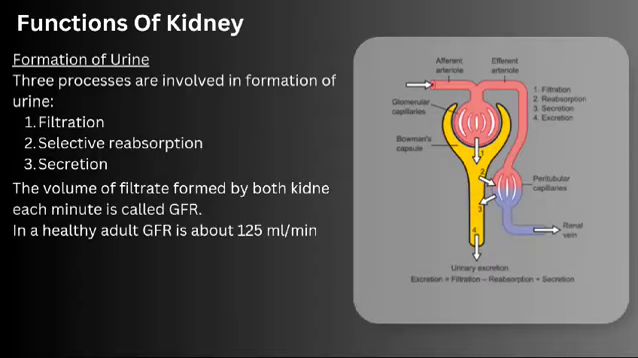Formation of urine. Processes involved in the formation of urine: Step 1, filtration. Step 2, selective reabsorption. Step 3, secretion. Step 4, excretion. The volume of filtrate formed by both kidneys each minute is called GFR. In a healthy adult, GFR is about 125 milliliters per minute.